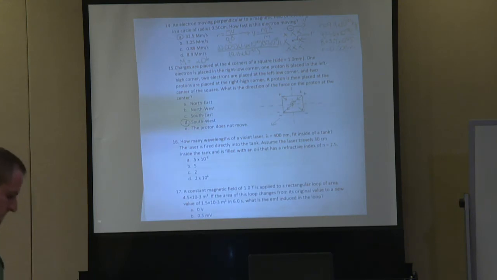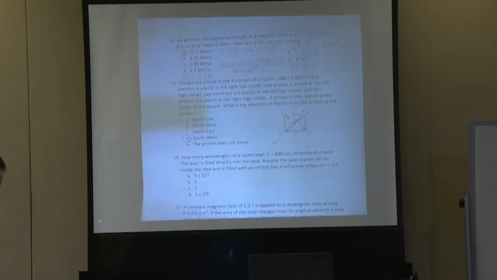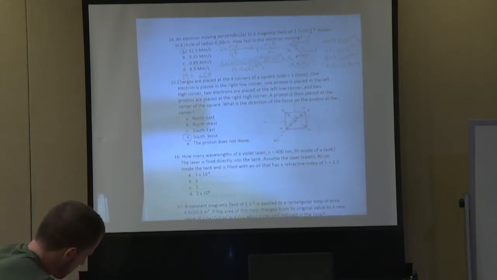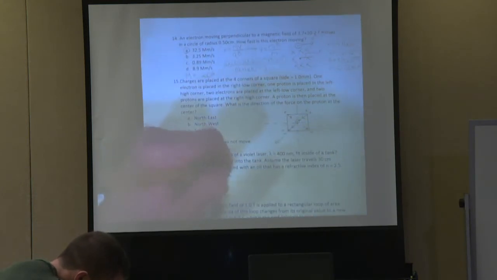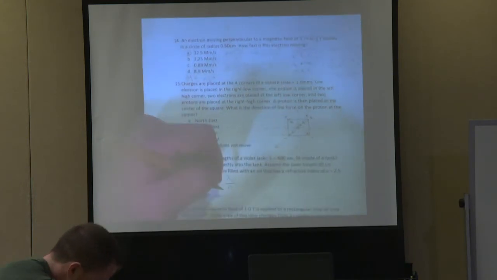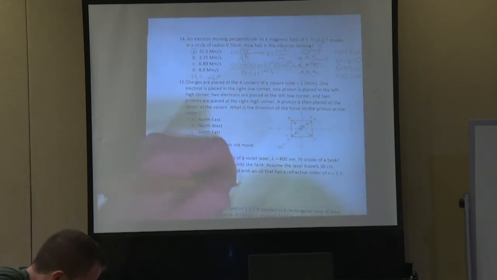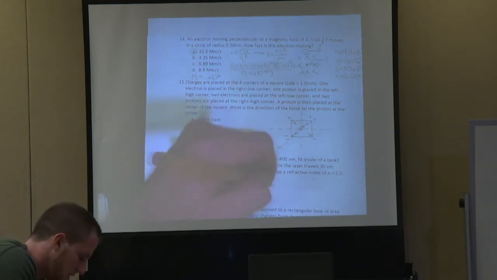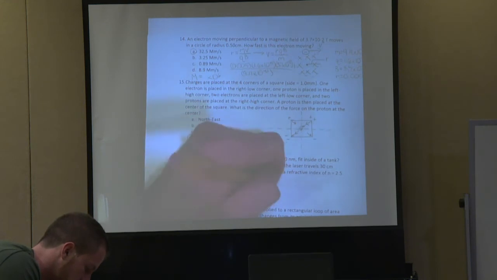So, come back to this. Lambda naught over n equals 400 nanometers over 2.5. We get a wavelength of 160 nanometers.